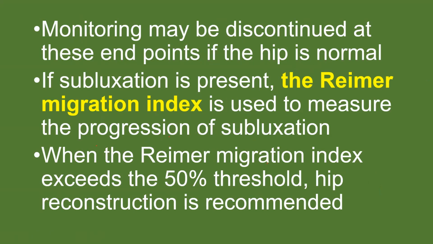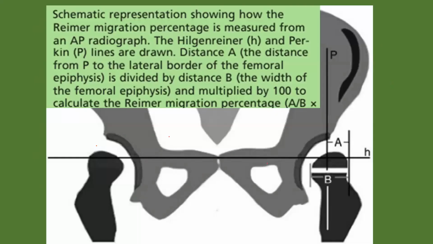If subluxation is present, the Reimers migration index, which I will discuss soon, is used to measure the progression of subluxation. When the Reimers migration index exceeds the 50% threshold, hip reconstruction is recommended. This is how we measure the Reimers.